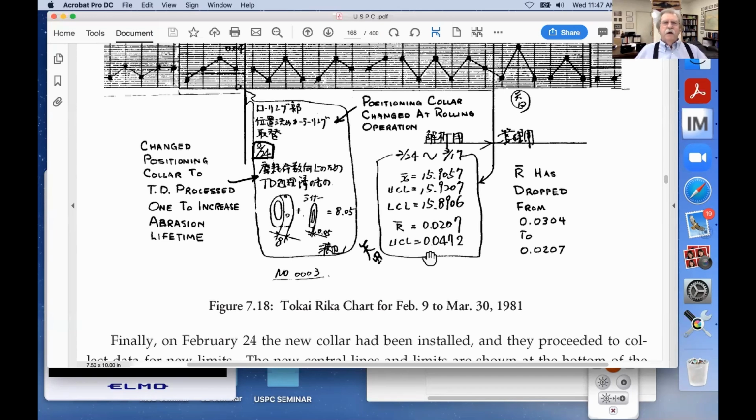What's happened to our R bar? It was 0.0304. Now the average range has dropped to 0.0207. They have cut the variation by 1/3. Yeah, by 1/3. Now, the standard deviation is 10 microns.